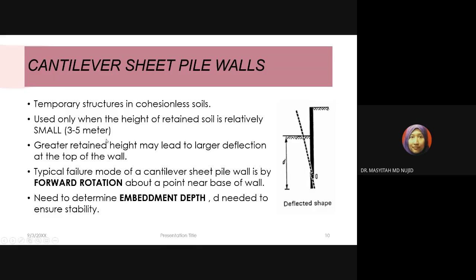Again, the cantilever sheet pile wall is a temporary structure in cohesionless soil, so it is used only when the height of retained soil is relatively small, around 3 to 5 meters. A greater retained height may lead to larger deflection at the top of the wall. The typical failure mode of a cantilever sheet pile wall is by forward rotation about a point near the base of the wall. The embedded depth D needed to ensure stability must be determined.